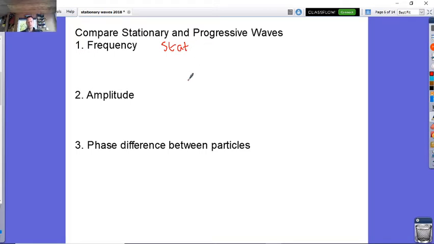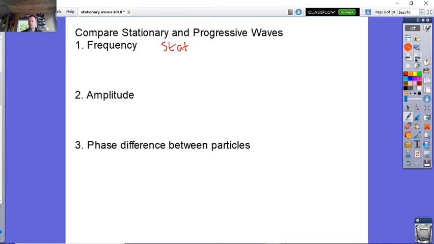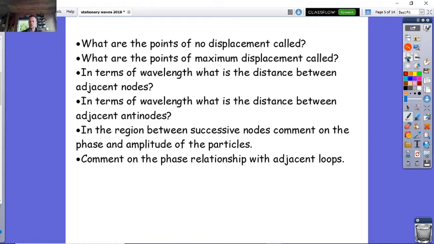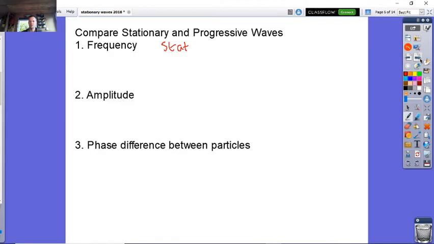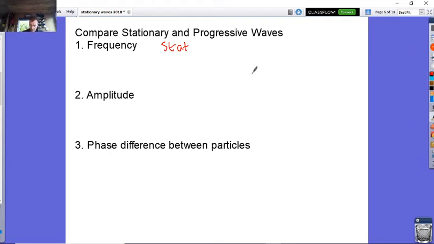With the frequency here, all the particles are going to vibrate at the same frequency. And it does mention in your book about nodes, because at the nodes there's no vibration whatsoever, but everything else goes up and down at the same frequency in your stationary wave. When you look at the big progressive wave, it's exactly the same thing again. All the particles go up and down at exactly the same frequency.